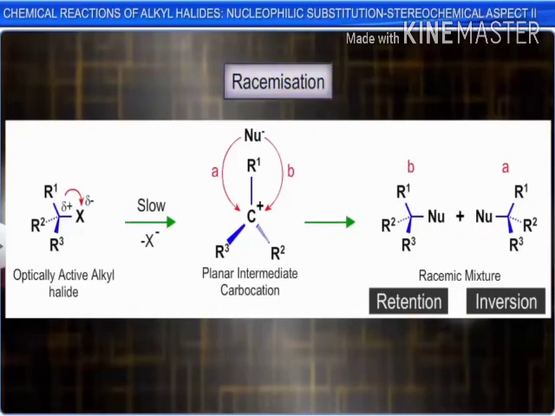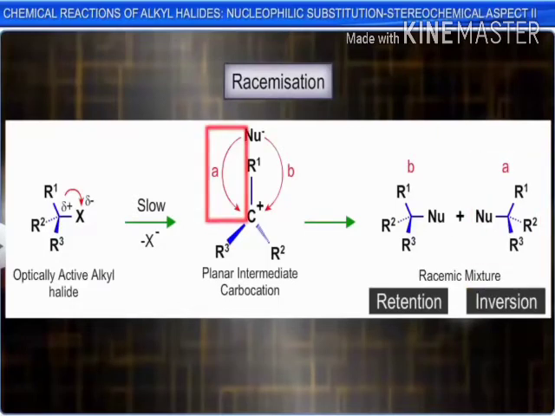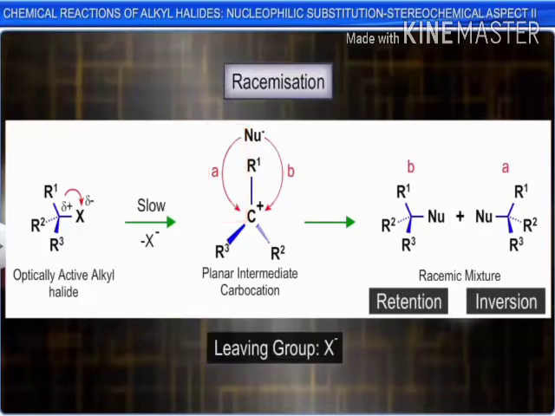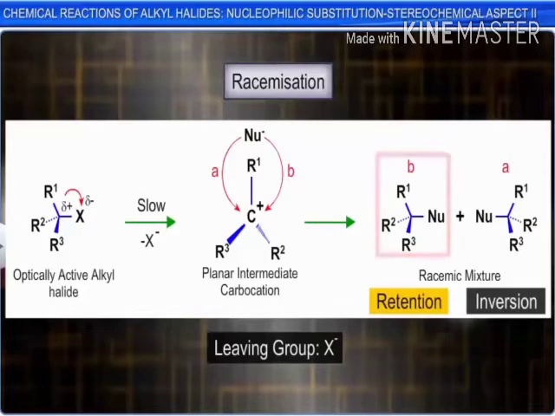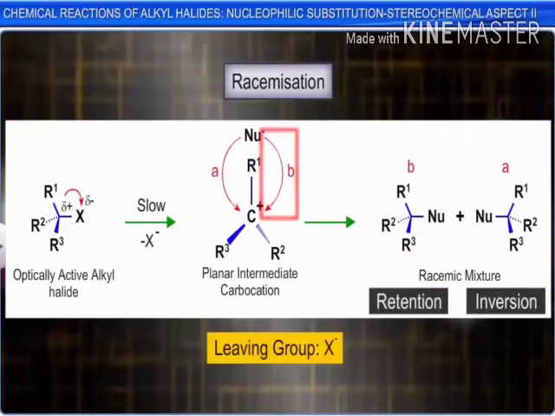It is clear that the formation of the inversion product is due to the attack of the nucleophile on the planar carbocation intermediate from the side opposite to that of the leaving group. On the other hand, the formation of the retention product is due to the attack of the nucleophile on the planar carbocation from the same side as that of the leaving group.